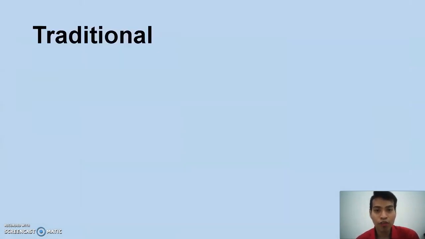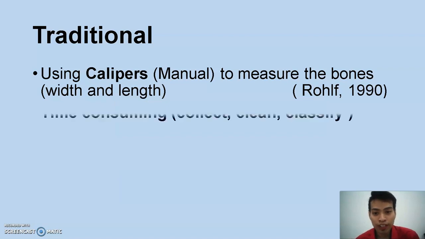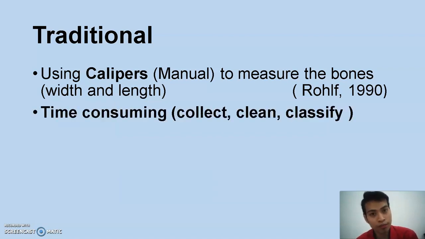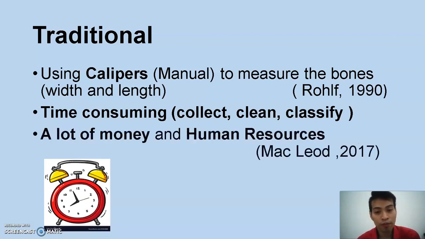For traditional morphometric, this is a conventional method that still uses calipers manually to measure the bones. For example, the width and length of certain bones, and these measurements will be used for further analysis. However, it consumes a lot of time as the researchers need to collect the bones, clean the bones first, and classify them individually before being measured. Apart from that, a lot of money and labor force need to be allocated to implement this type of method.